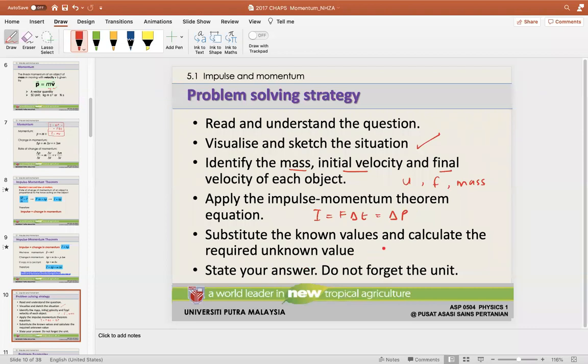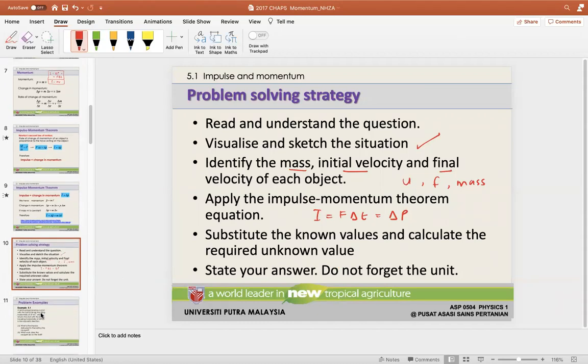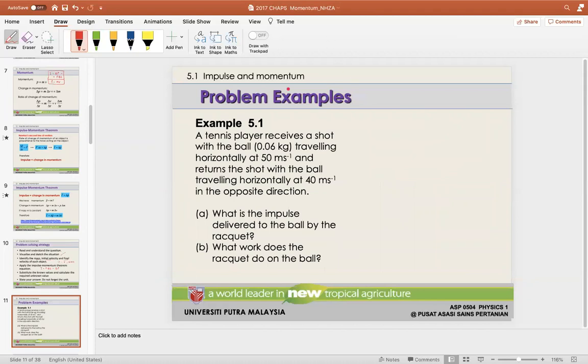Substitute the known values and calculate the required unknown value. You know this, take your answer, do not forget your units. All right, so let's do an example. Example 5.1: a tennis player receives a shot with the ball traveling horizontally and returns the shot with the ball traveling horizontally at 40 meters per second in the opposite direction.